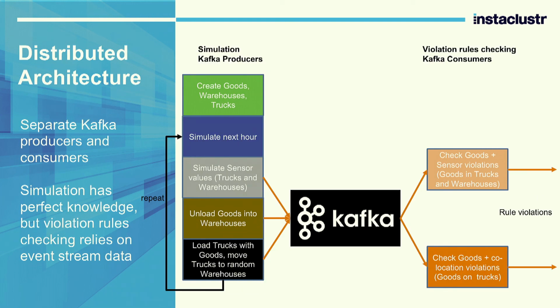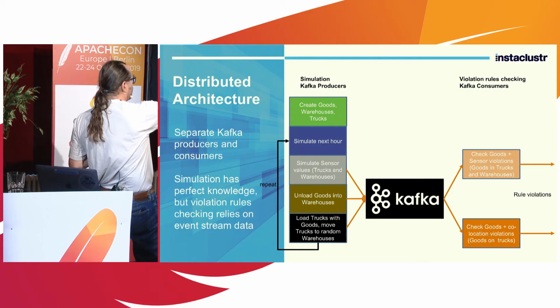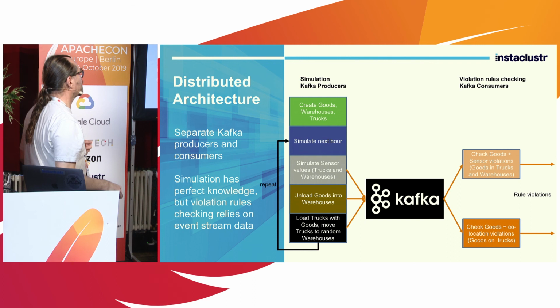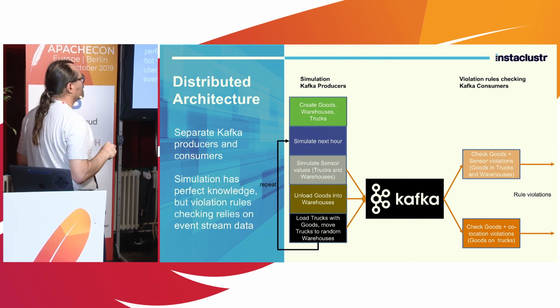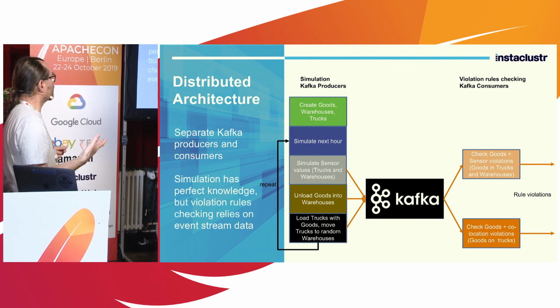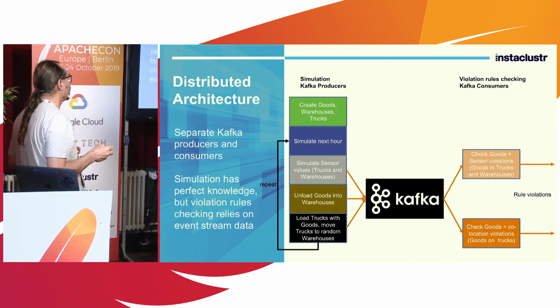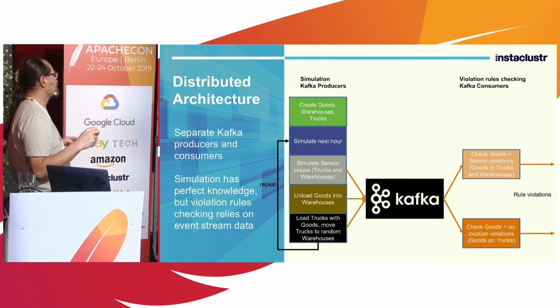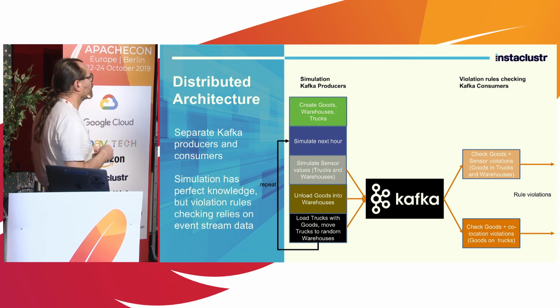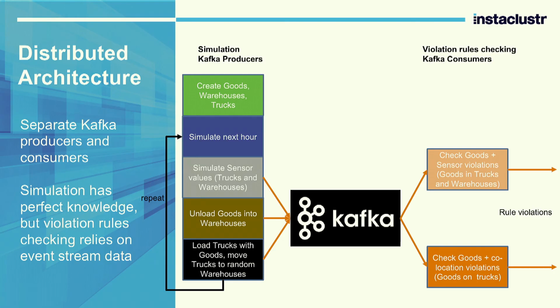Okay, so the next step is to move to a real distributed architecture. This is where we actually introduce separate Kafka producers and consumers. The producers are basically the application running the simulation on the left-hand side. The consumers are essentially the rule checking for the goods themselves. The simulation has perfect knowledge, but I did assume that the rule checking system relies on the event stream data for its context in order to make decisions about whether some of the rules are being violated or not.